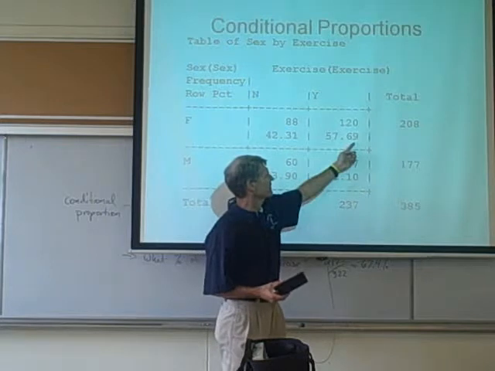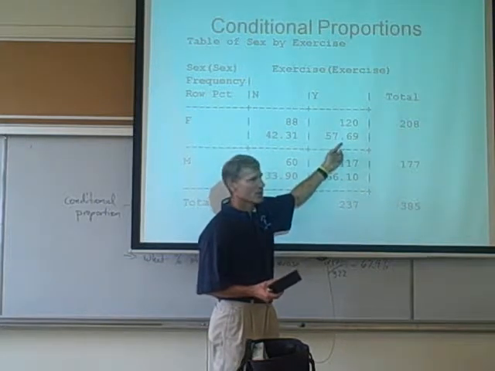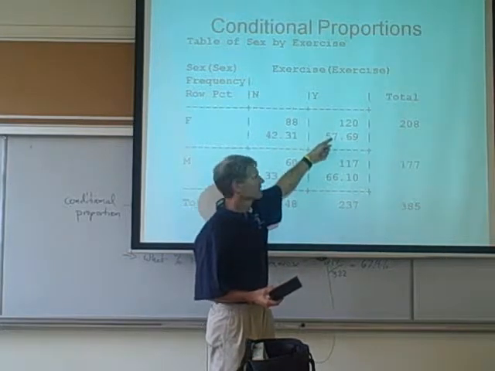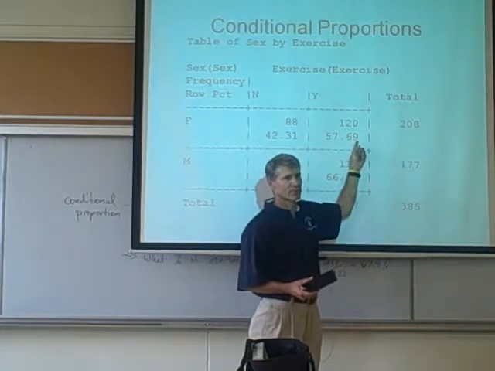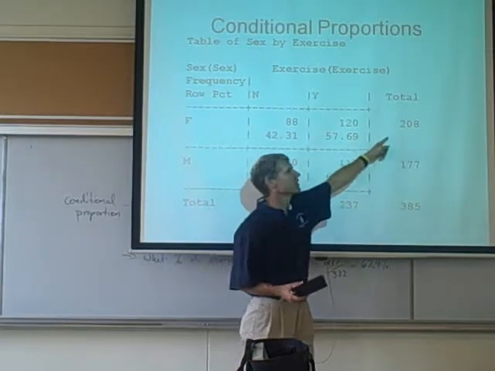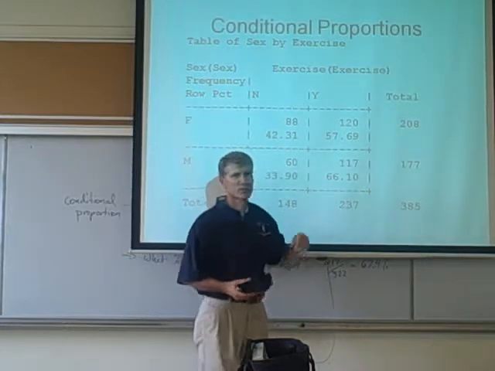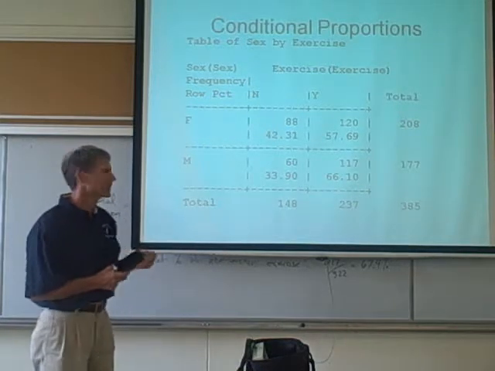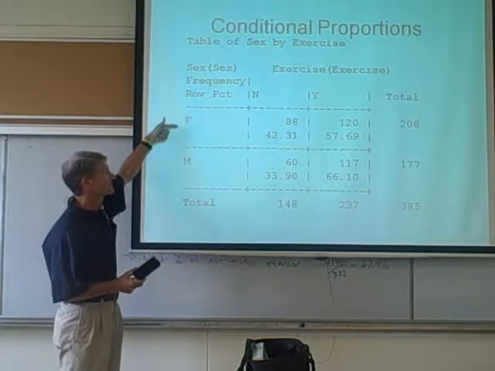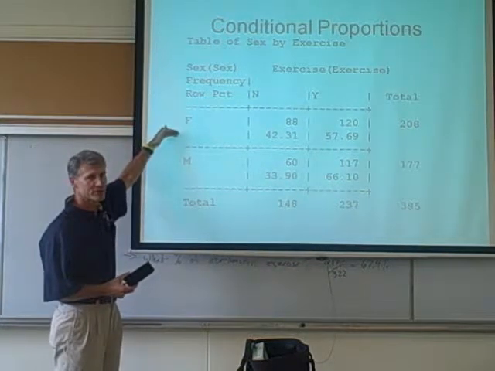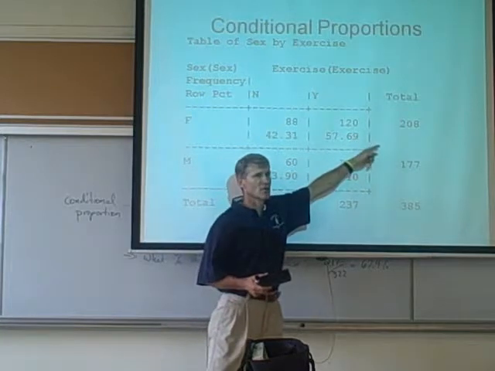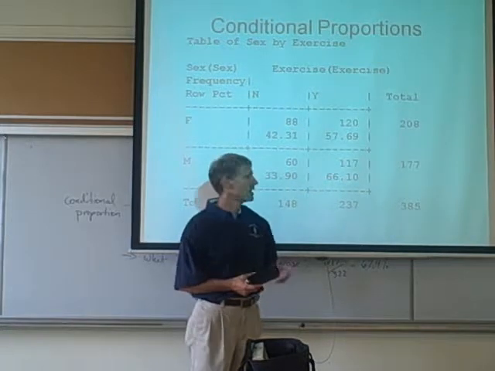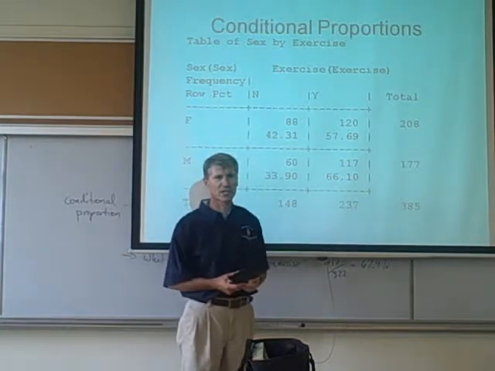To find out if this 57.69 is a row proportion or a column proportion, take 120 divided by 237, see if you get that number. Take 120 divided by 208, see if you get that number. Which one works? Divided by 208. So these are row proportions, which means we conditioned on which variable? Gender. We conditioned on sex. We said among the females, 120 out of 208 exercise. And that's 57.7% of them. Among the males, 66.1% of them exercise.